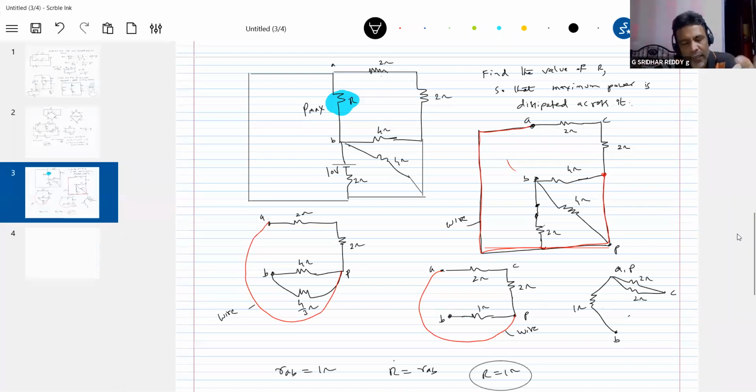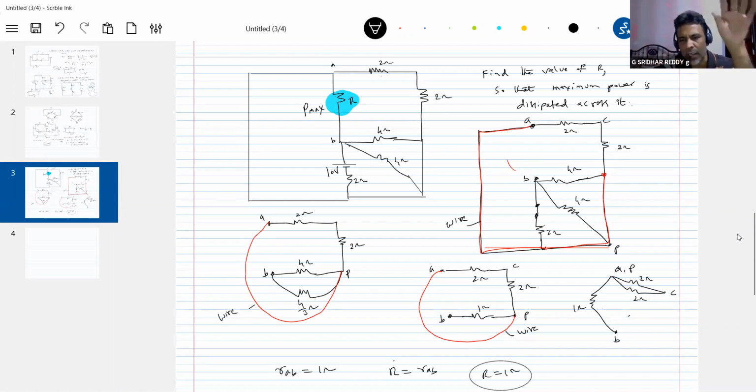To find that effective resistance, where all cells are there, I should make the EMF 0. If there is any internal resistance, retain it. 2 ohm is the internal resistance, so I'll retain 2 ohm. Then I'll simplify the circuit and find RAB. If I removed RAB in the beginning, you'd get confused, so I just made the circuit here.